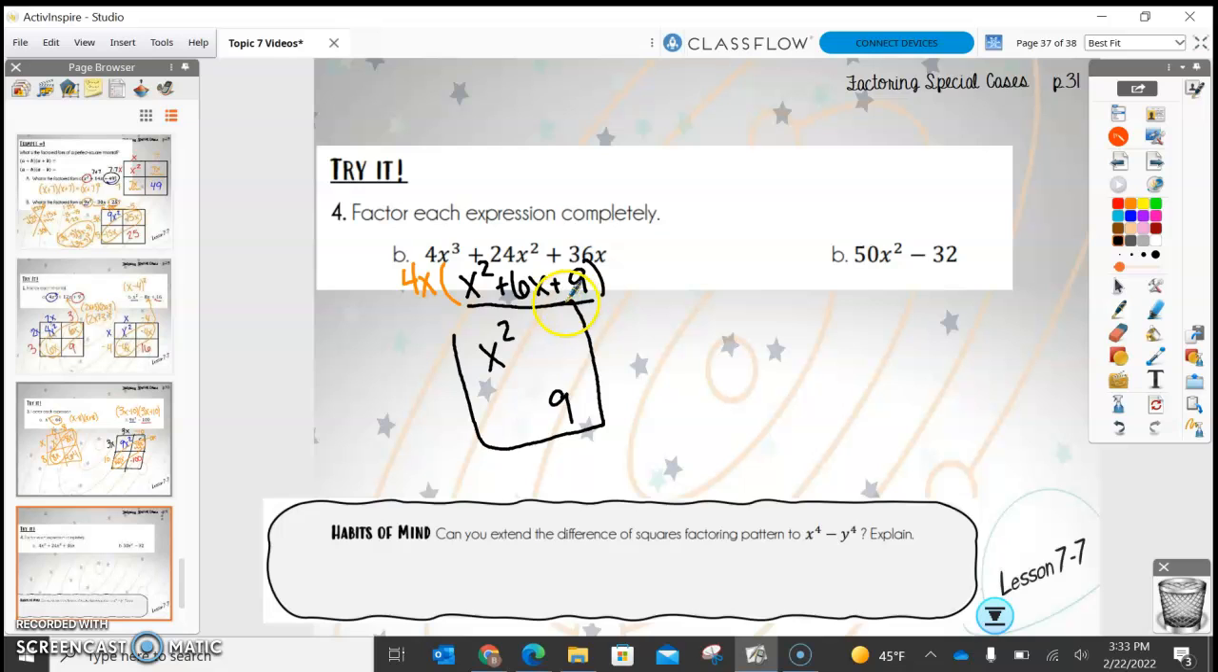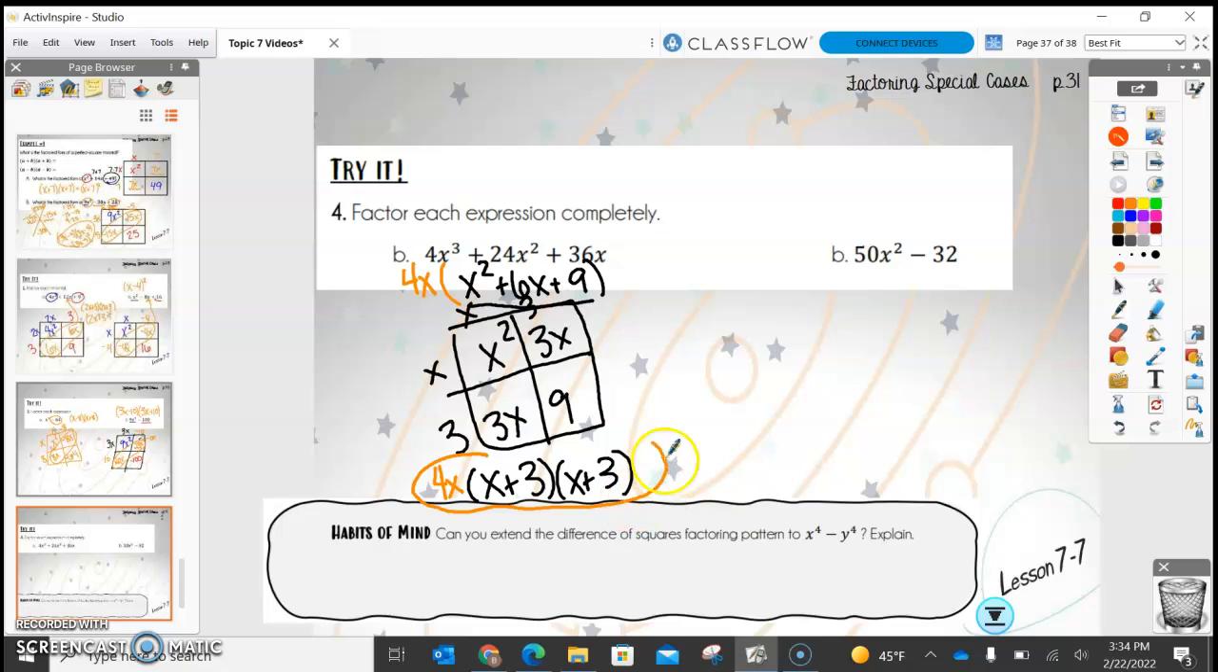That GCF will always make your factoring easier. So I'd have x times x and 3 and 3 to add to my 6x. My final answer would be x plus 3 times x plus 3. But you can't forget that GCF you took out in the beginning, which is a 4x. There's your final factored form.